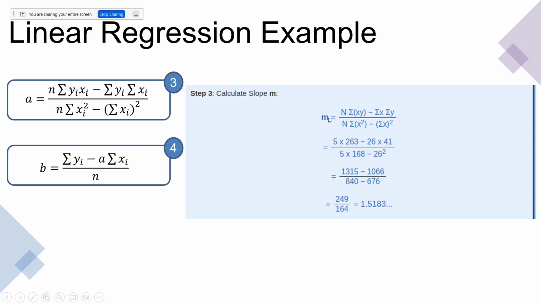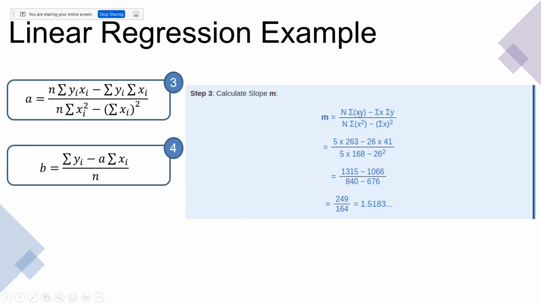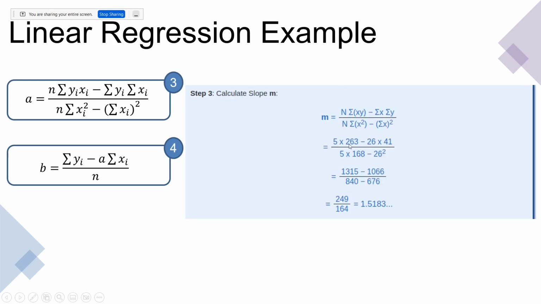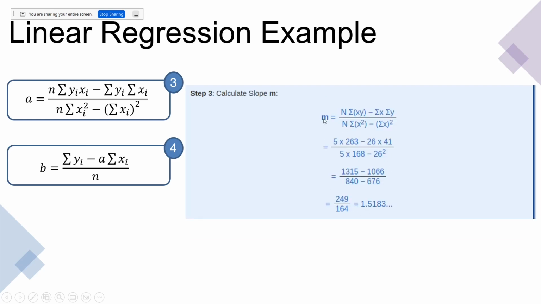So what was m? M was a, right? And when you look at the formula, n is equal to 5, because we have 5 values, and we have the summations of x and y, which is 263, and you just insert these values into this formula, and you find a, or m, is equal to 1.5. And remember from our formula, once we find a, you put the a value here, in this part of the formula, and then you can calculate b as well.